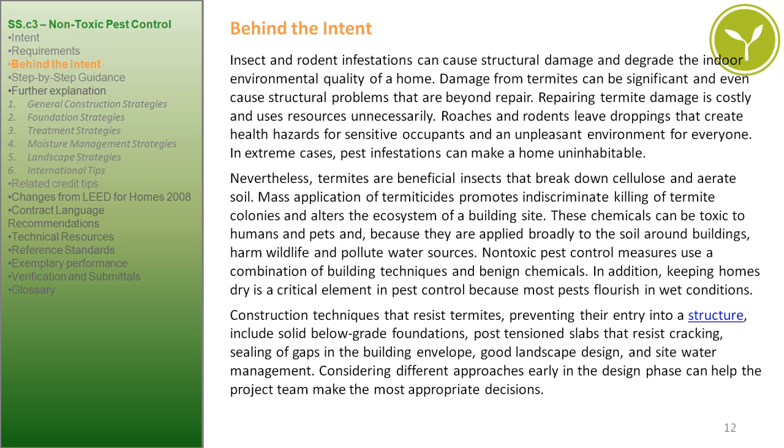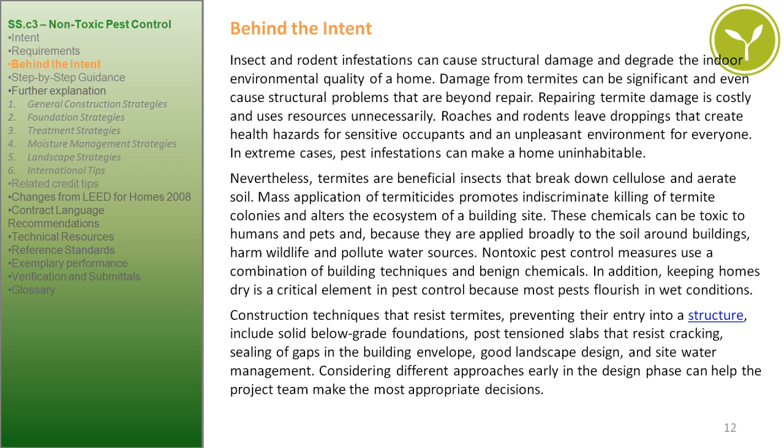Nevertheless, termites are beneficial insects that break down cellulose and aerate soil. Mass application of termiticides promotes indiscriminate killing of termite colonies and alters the ecosystem of a building site. These chemicals can be toxic to humans and pets, and because they are applied broadly to the soil around buildings, harm wildlife and pollute water sources. Non-toxic pest control measures use a combination of building techniques and benign chemicals.